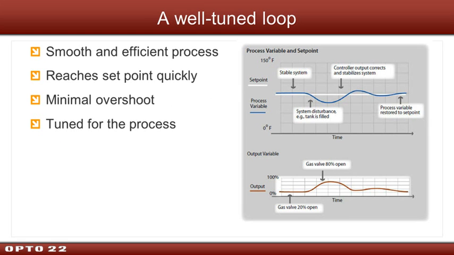A well-tuned loop, conversely, obviously, is going to be a very, very smooth process. In the case of our heat exchanger at the hospital, once we got the Opto hooked up to it and tuned that loop, you could hear the difference. It was just smoother. It was a lot more efficient. It's going to reach the set point a lot quicker with very little overshoot or undershoot, and it's going to be custom tuned for that process. And the benefits from that are quite remarkable.